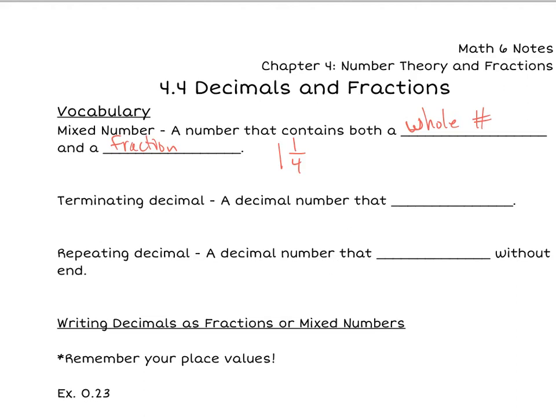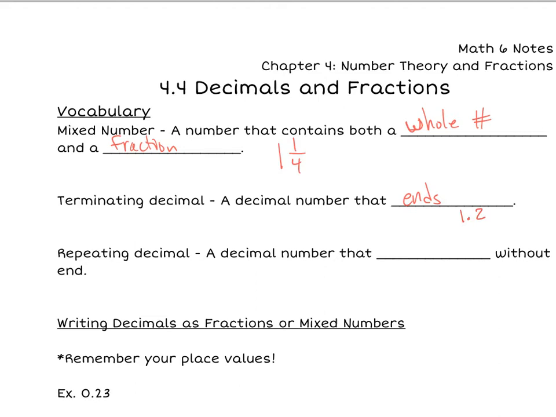When we talk about the next thing, a terminating decimal. Has anyone heard of the Terminator? He ends things. So a terminating decimal is a decimal number that ends. For example, 1.2. The decimal ends. It doesn't have numbers after it. It stops at some point.